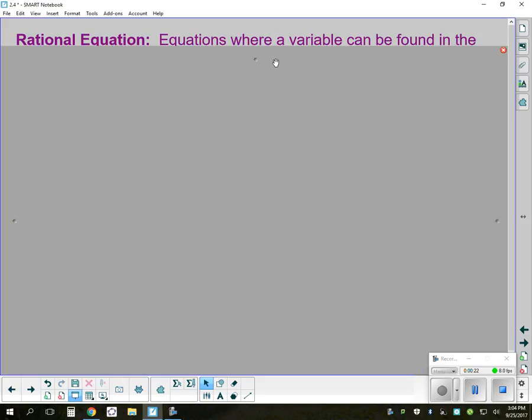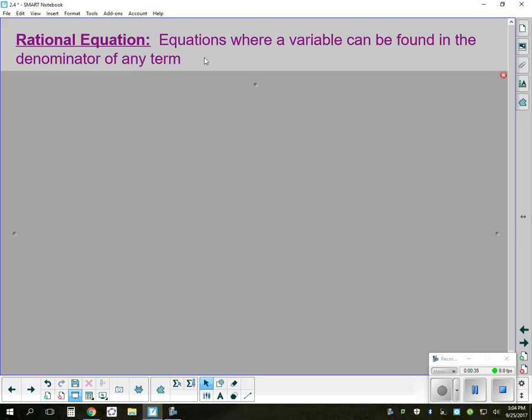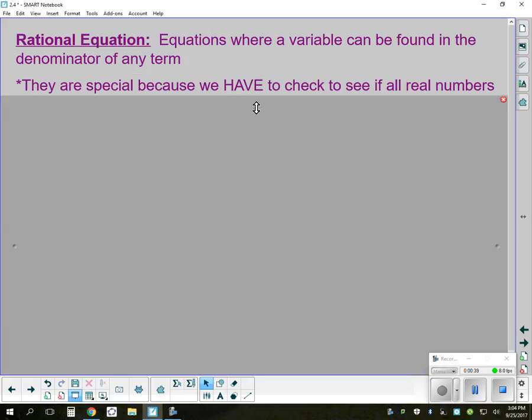They are equations where a variable can be found in the denominator of any term. So we have fractions and we have variables in at least one of the denominators of those terms. Of course, pause video, make sure you write that down. So why do we have a whole section on these?